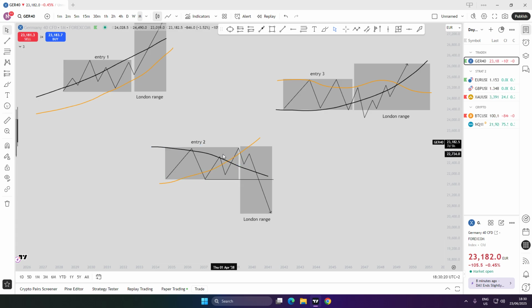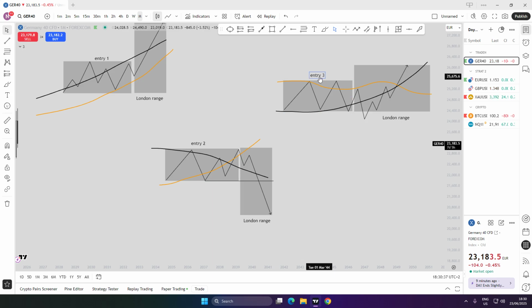So this crossover happens in Asia. We look for sells because the 50 EMA is underneath the 200 EMA. So here you look for sells, also with a candle takeover with a breakout. So with entry model 3, this is a little bit different. It's basically a crossover in the London range.